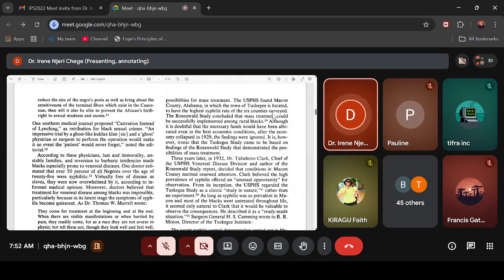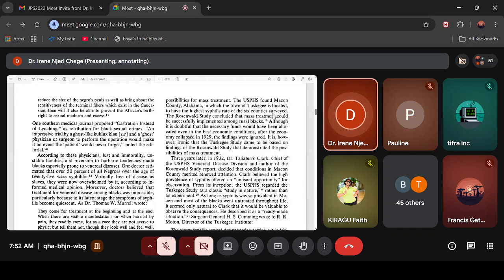So another study, known as the Rosenwald study, concluded that mass treatment could be successfully implemented among Black rural people. Although it is doubtful that the necessary funds would have been allocated, even in the best economic conditions, after there was an economic collapse in 1929. So 1929, those 1920s, there was an economic breakdown, the Great Depression around there.